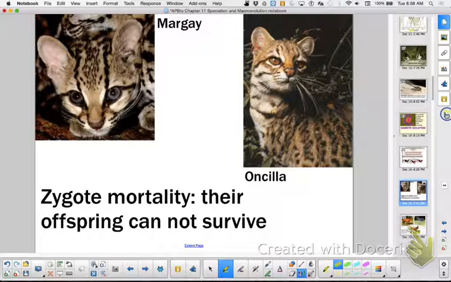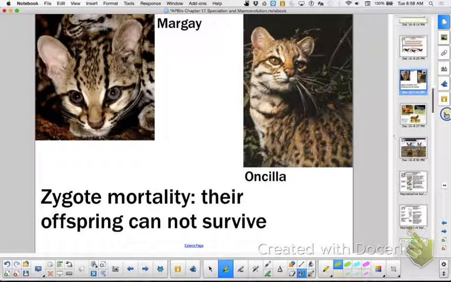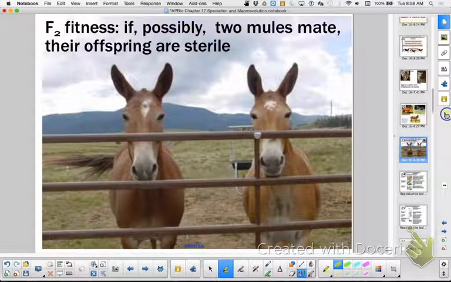And here, these are two cats in the wild, and their offspring can't survive even if they mate. That would be an example of zygote mortality. And here, you could have mules mate, but then their offspring don't survive.